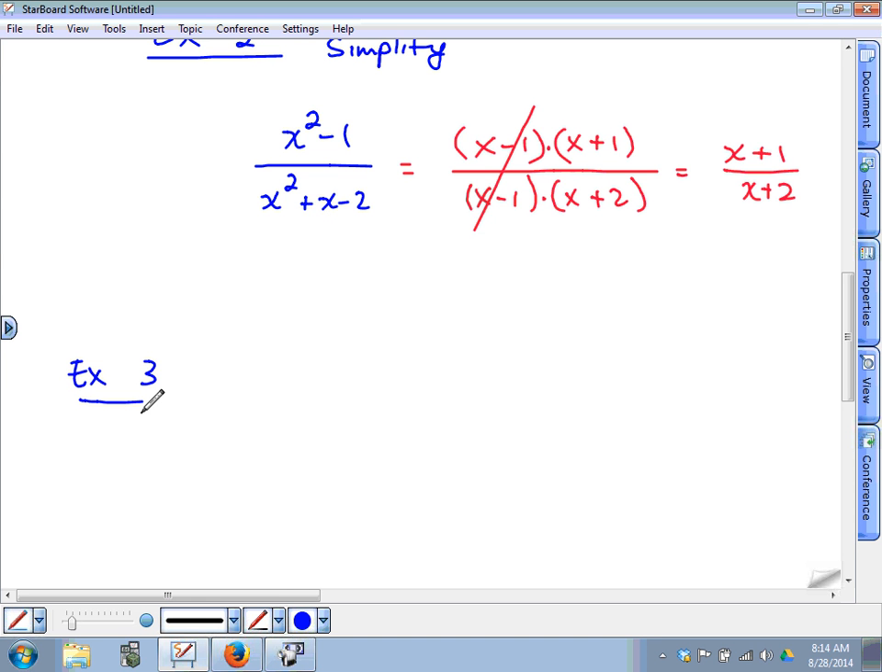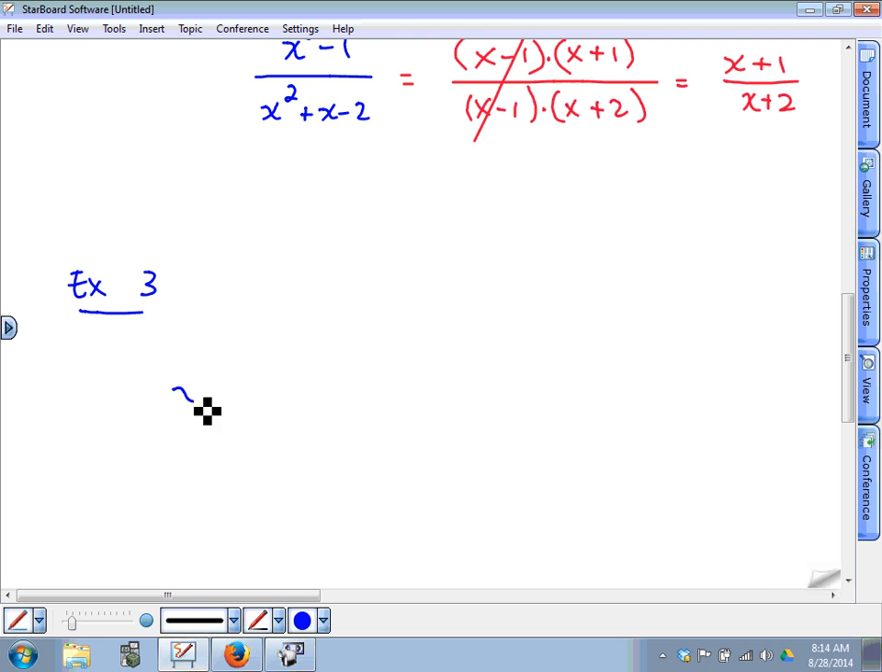True or false? You have to have a common denominator to multiply fractions. False. You don't have to have a common denominator. How do you multiply fractions together? Straight across. Numerator to numerator, denominator to denominator. It does not matter if they're the same or not, which is really, really nice. So here's an example.